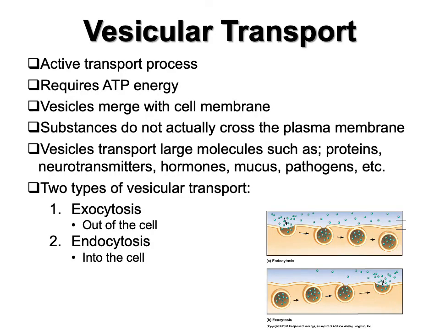Vesicular transport is an active transport process that requires energy. Vesicles merge with cell membranes, so substances do not actually cross the membrane. Vesicles transport large molecules such as proteins, neurotransmitters, hormones, mucus, pathogens, etc. There are 2 types of vesicular transport: exocytosis, which moves substances out of the cell, and endocytosis, which moves substances into the cell.